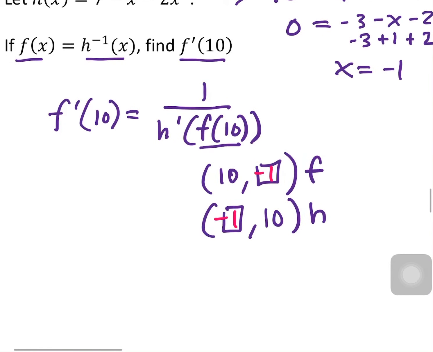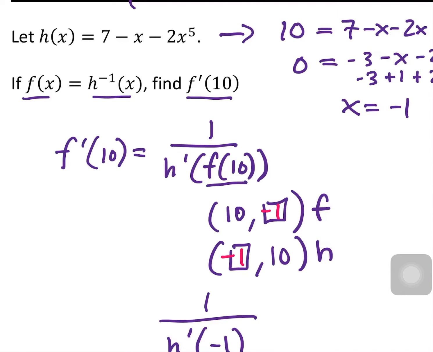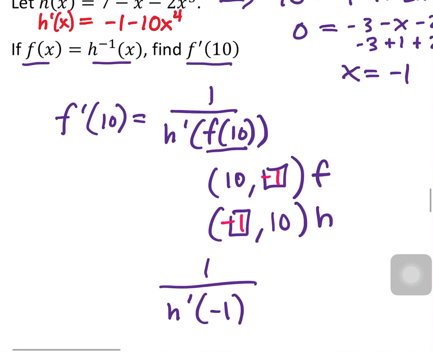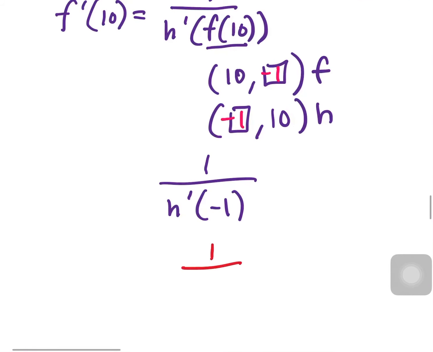So I need 1 over h prime of negative 1. To find h prime, I can just take the derivative right up here. h prime of x is equal to negative 1 minus 10x to the 4th. So put in negative 1 into that expression, and I'm going to get negative 11. And that's my slope.